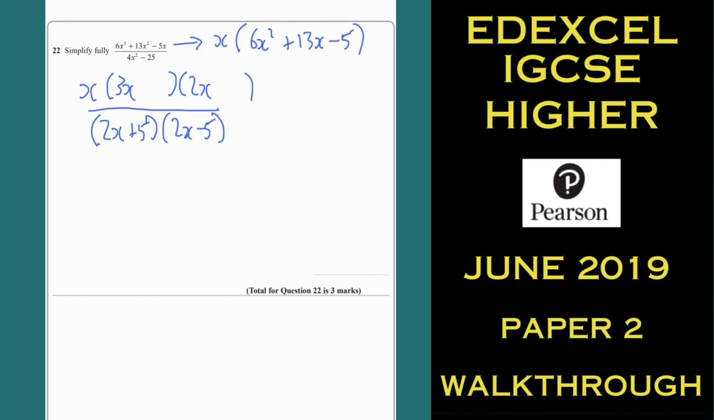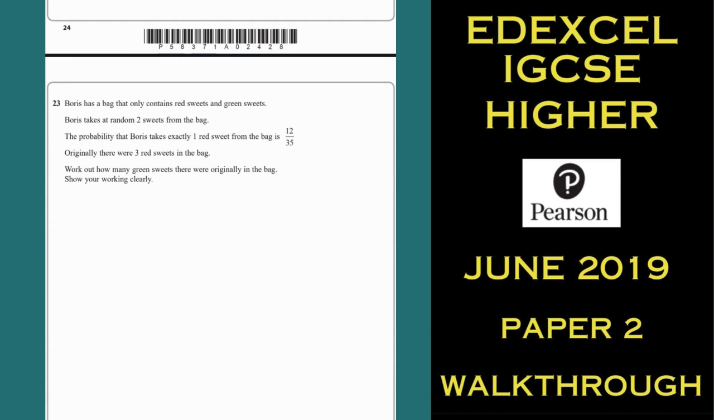So you could use the AC method. I preferred to do it by sight, trial and improvement, whatever you want to call it. It's a minus 1 and a plus 5. But however you get there, no one cares, as long as you get some stuff cancelling. But unfortunately, that's all that cancels. So it's still a reasonably tricky final answer, but it is what it is for your 3 marks.